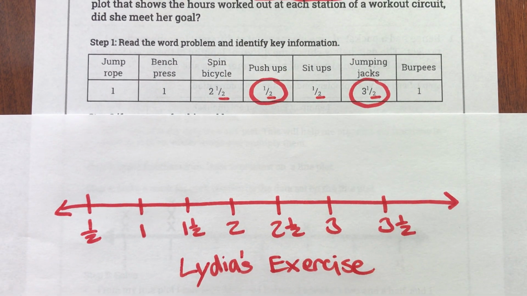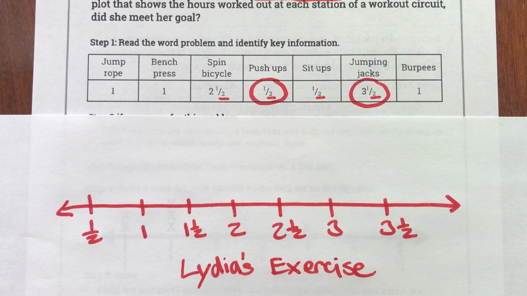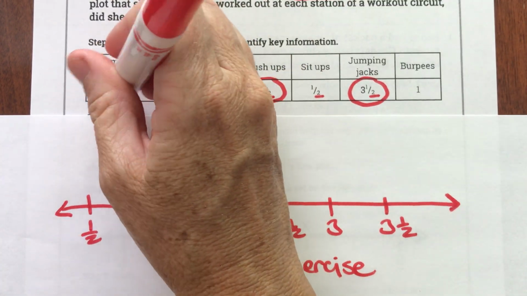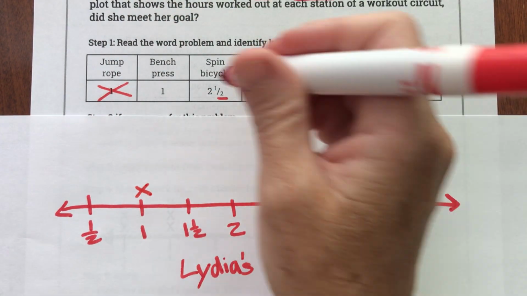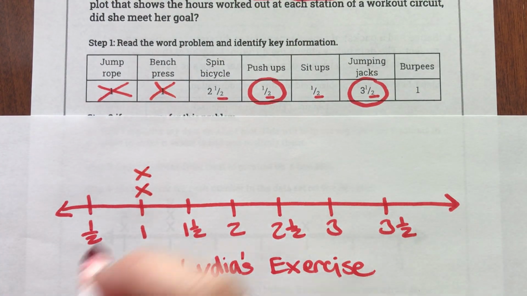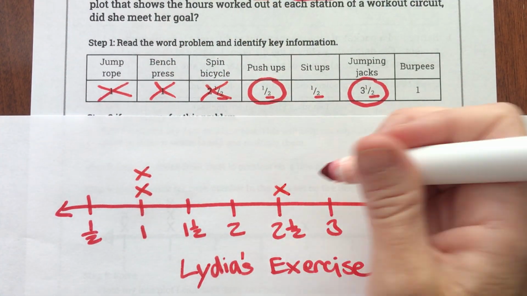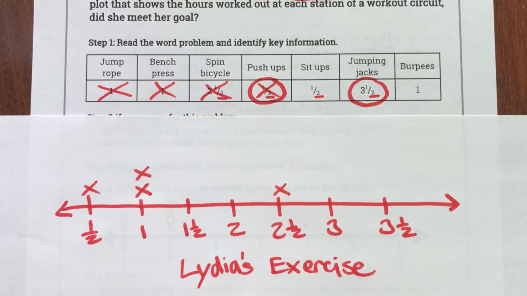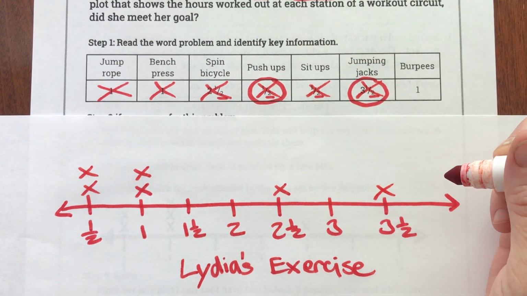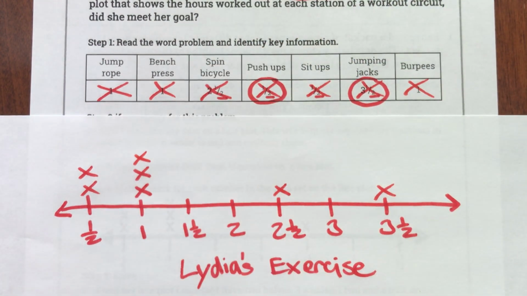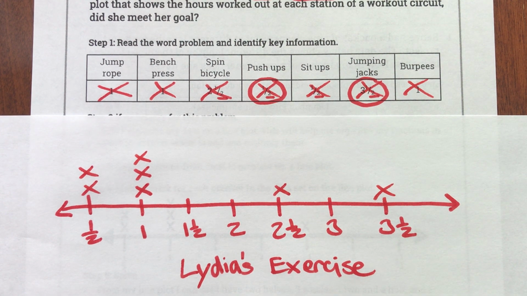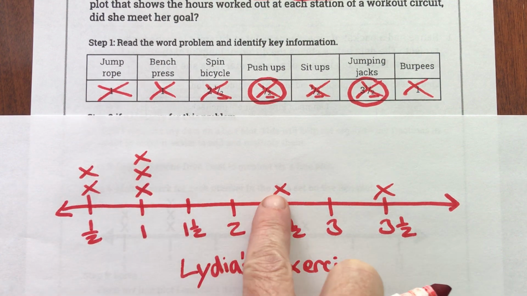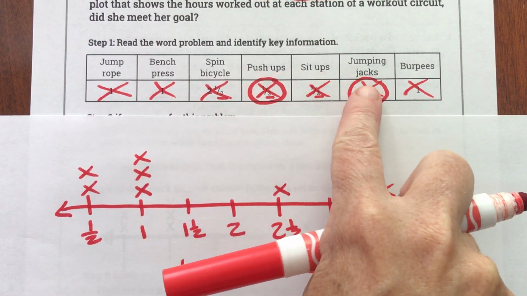All right, so now what I'm going to do is it says make a mark for each number. Okay, I like to cross them off as I go so I don't make a mistake. So I have a 1. I have another 1. I have a 2 1/2. I have a half. I have a half. I have a 3 1/2 and another 1. Another thing you can do to make sure you didn't make a mistake is you could count them after, just to make sure you have all of them. So I have 1, 2, 3, 4, 5, 6, 7.